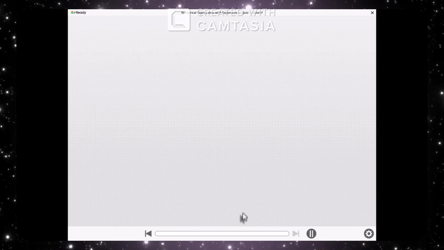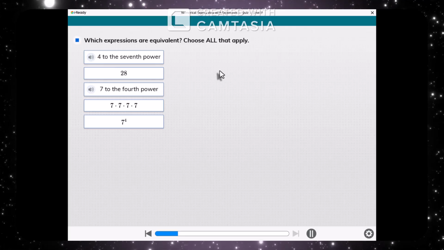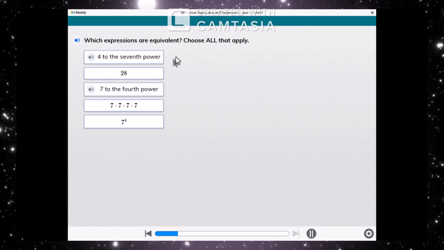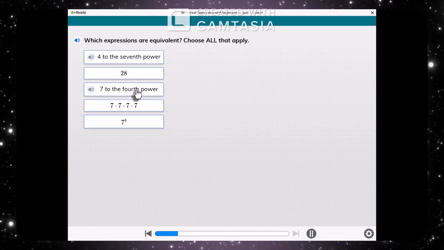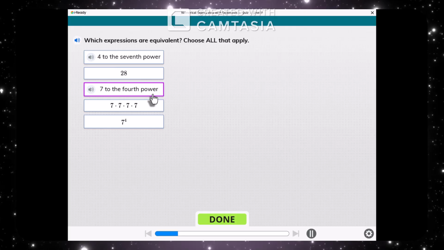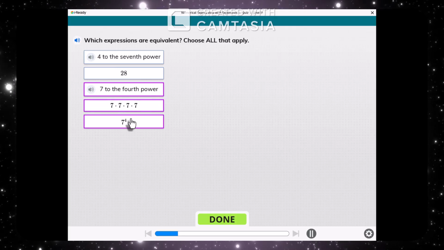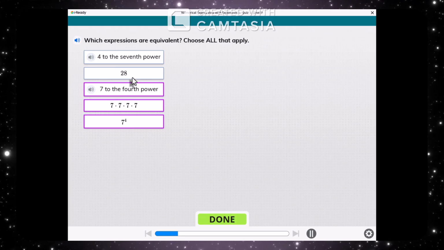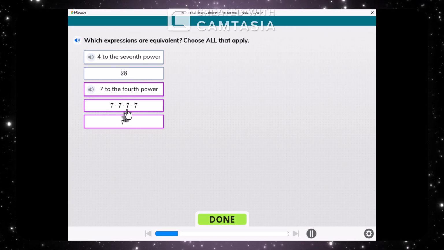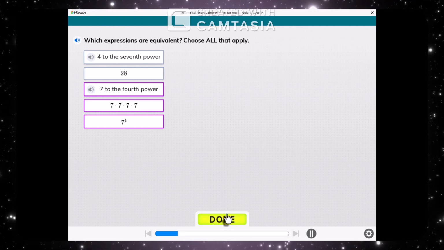Next. Which expressions are equivalent? Choose all that apply. 4 to the 7th power is 4 used 7 times. 7 to the 4th power is this one. 7 used 4 times, yeah. This. And 7 times 7 is 49. Yeah, that's definitely not equal to that.